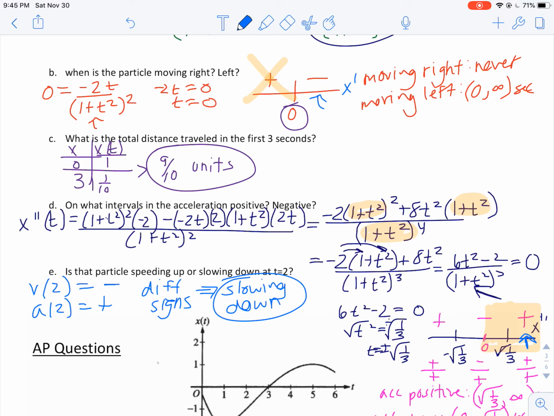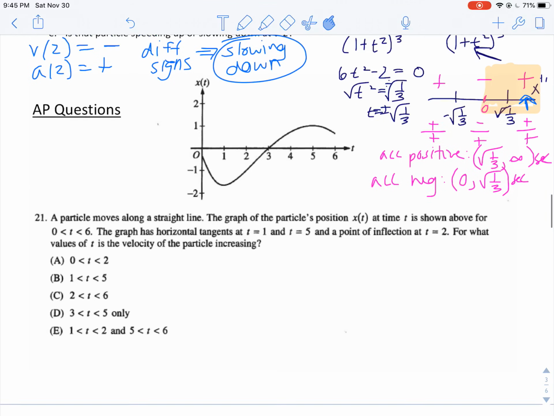It doesn't say to justify, but if it did, I would write like a nice justification, like v of 2 is negative and a of 2 is positive, so they have different signs, so the particle's slowing down.